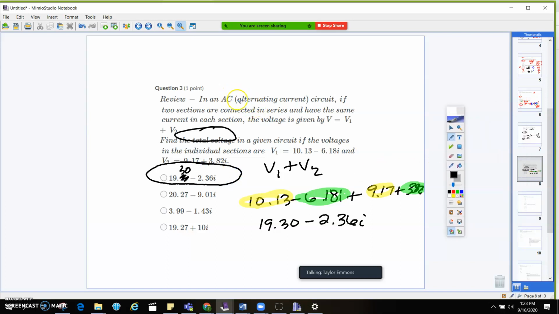Okay, don't get caught up in all of this jargon that's up here at the top. They're just trying to confuse you. That's all they're trying to do. Literally just add those two together. Okay?